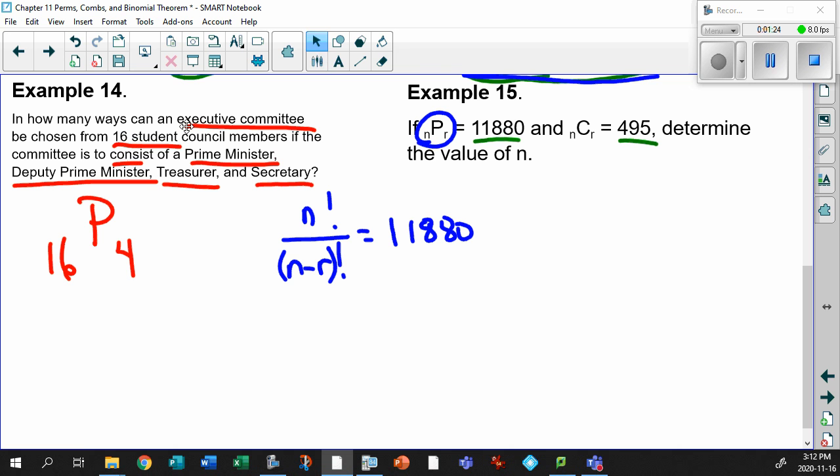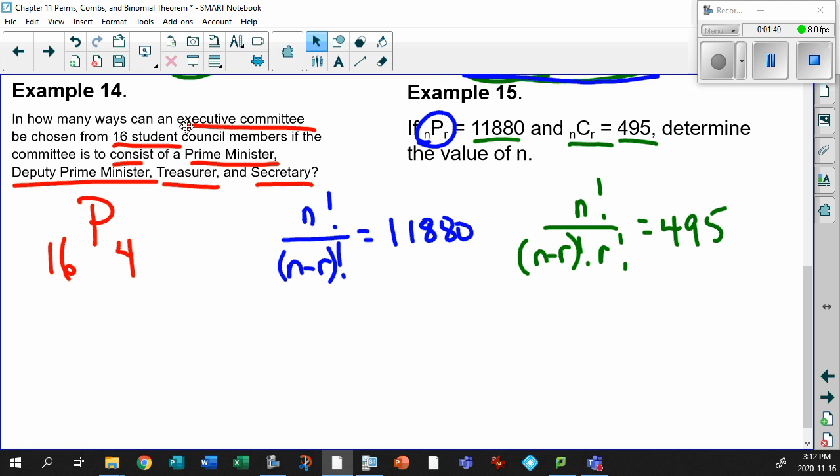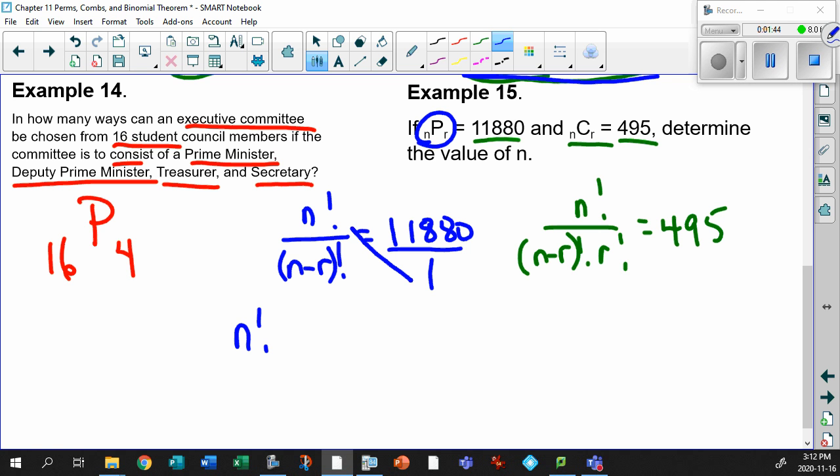Look at that. Yuck. Okay? All right. So what? Now go over to this guy. You know that this is n factorial over n minus r factorial, r factorial, right? This is going to give you 495. Now, here's how I'm going to do this. I'm just going to go straight out and cross multiply this. So this gives me n factorial, 1 times n factorial is just n factorial. Gives me 11880 times n minus r factorial, right?